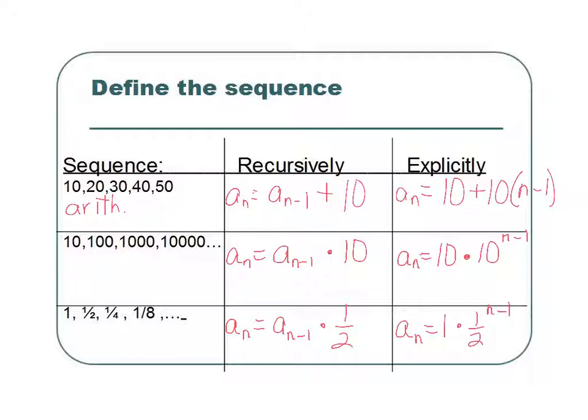Okay, take a minute to check your answers with mine, fix anything that you have wrong. Go ahead and pause the video to do that, and then we'll move on.